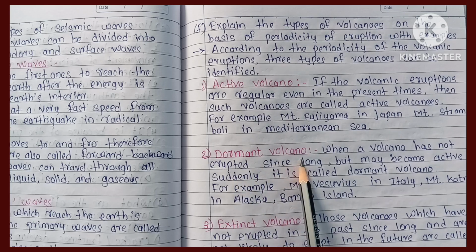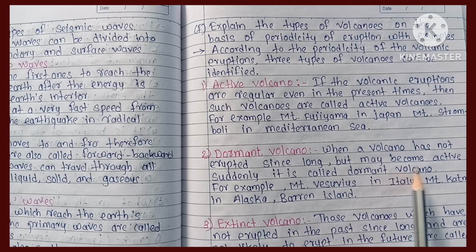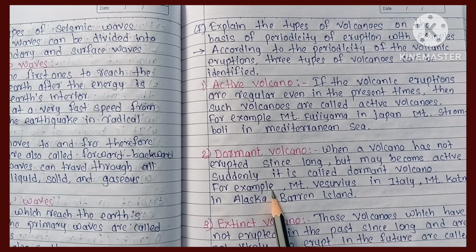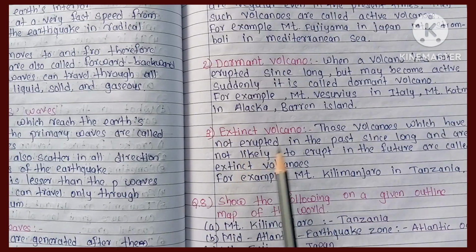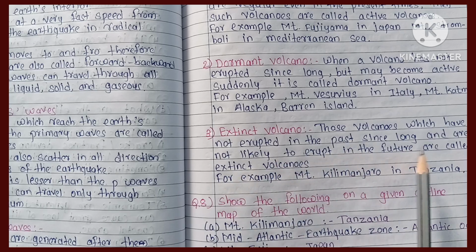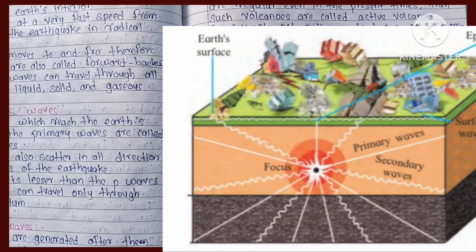Next, dormant volcano. When a volcano has not erupted since long but may become active suddenly, it is called a dormant volcano. For example, Mount Vesuvius in Italy, Mount Katmai in Alaska, Barren Island. Third, extinct volcano. Those volcanoes which have not erupted in the past since long and are not likely to erupt in the future are called extinct volcanoes. For example, Mount Kilimanjaro in Tanzania.